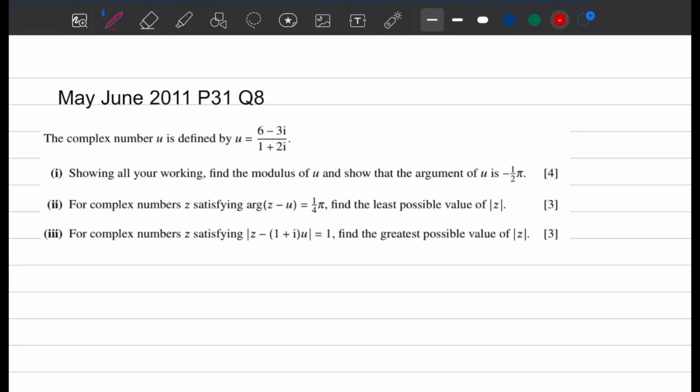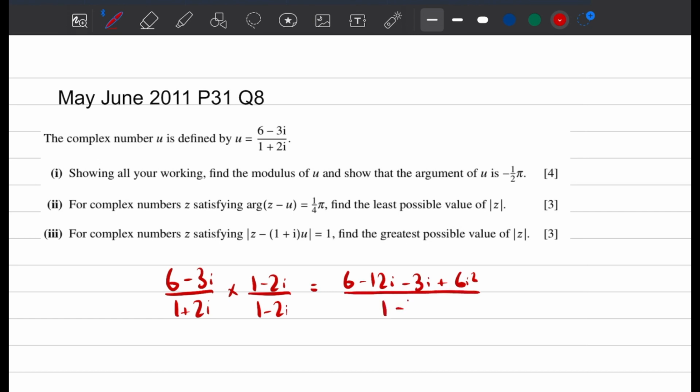Okay guys, so in the first part you need to show the modulus and argument of u. सबसे पहले आप इसको सिंप्लीफाई कर दो बच्चे. So you multiply by 1 minus 2 iota upon 1 minus 2 iota, and you're going to get, अगर आपने इसको मल्टीप्लाई करा बच्चे, 6 minus 12 iota minus 3 iota plus 6 I square upon 1 minus 4 I square. So it's going to become बच्चे minus 15 iota divided by 5.